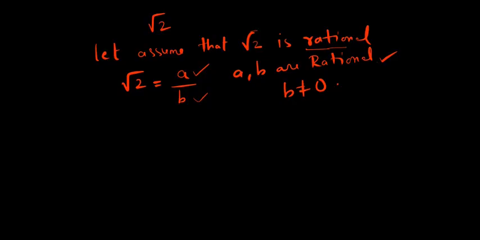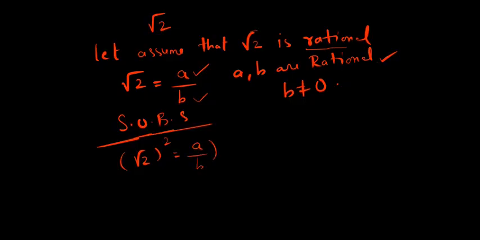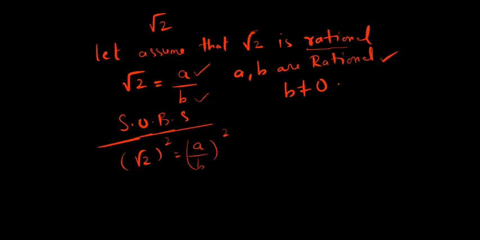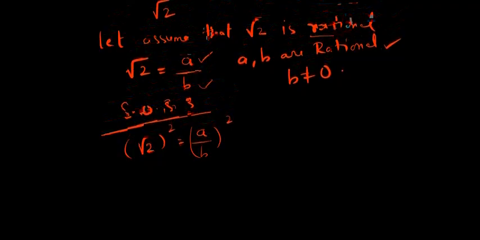Here, this root is disgusting, so I want to remove this root. So squaring on both sides. In exam, don't write SOBS; some schools may give marks, some schools may not. Root 2 whole square equal to a by b whole square. Here, square root becomes cancelled: 2 equal to a square by b square.